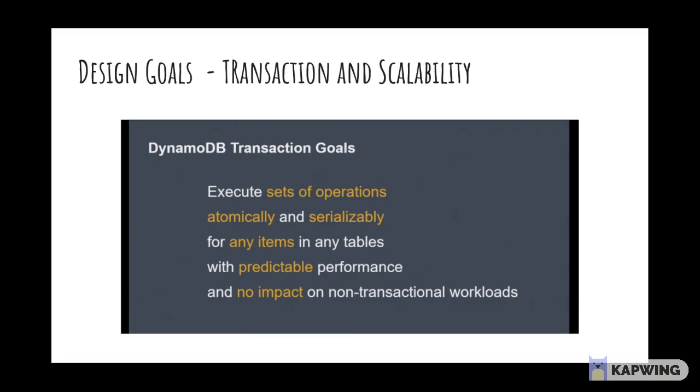Serializably, which is where the isolation part comes in: two transactions working in parallel on the same data sets should exhibit a serializable nature, in a way where it could be depicted that one transaction happened before the other. For any items in any table. When we say any items in any table, that means the transaction should be applicable not on a single partition but across partitions and across any tables in the system.